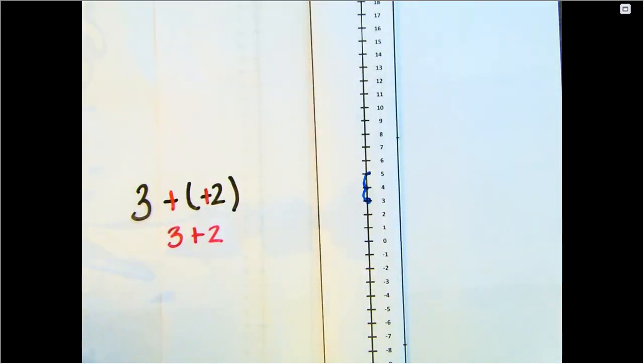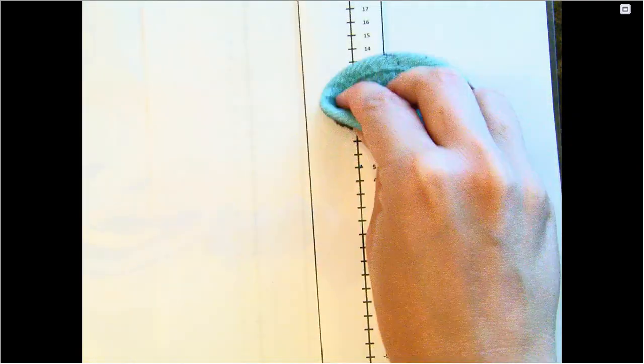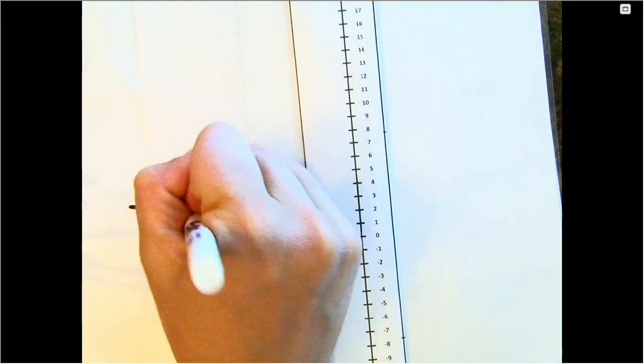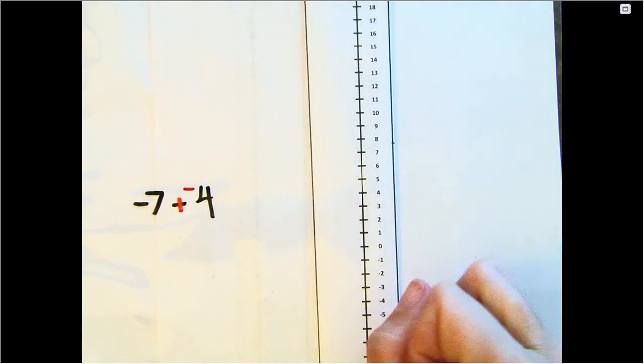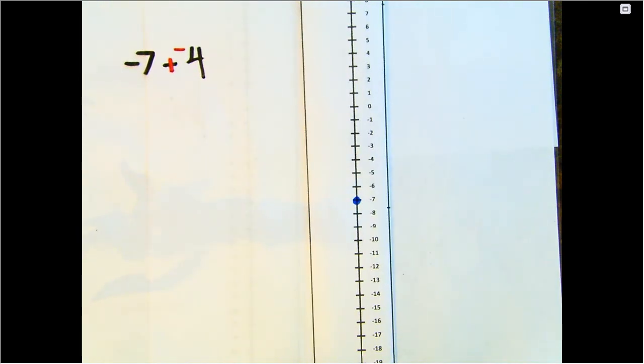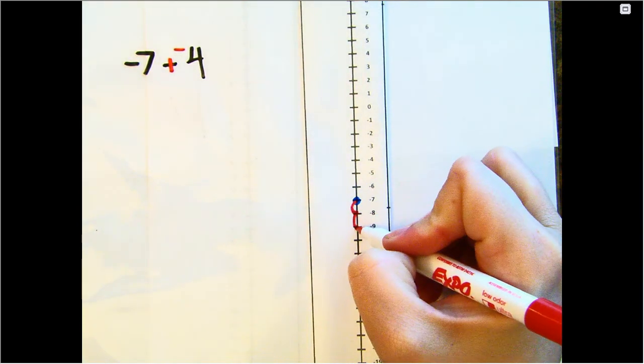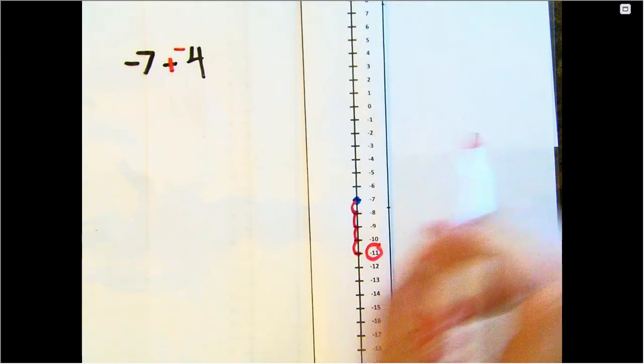The next one on my table is negative 7 minus 4. And again, if we add the opposite, it is the same thing as subtraction, which was in the video before this one. So I'm going to start at negative 7. Let's get my number line up. And negative 4 means I'm going to go down. So 1, 2, 3, 4, and that puts me at negative 11.